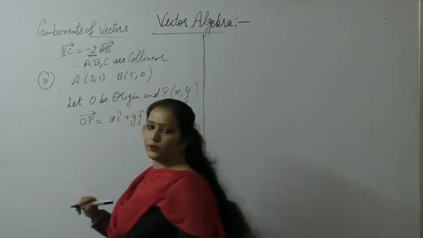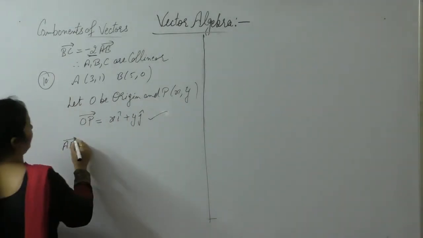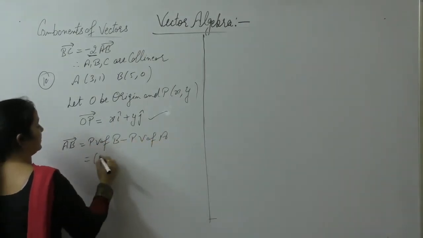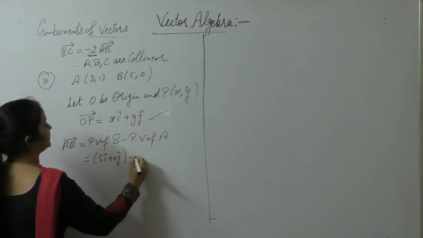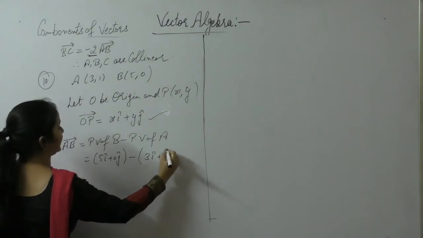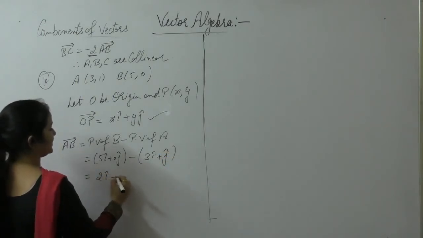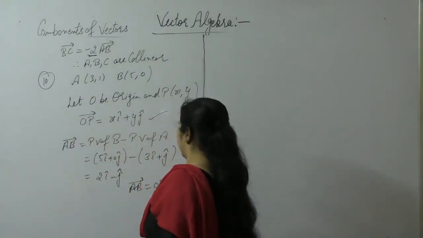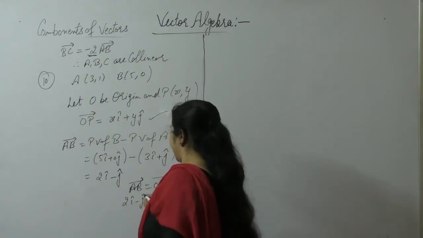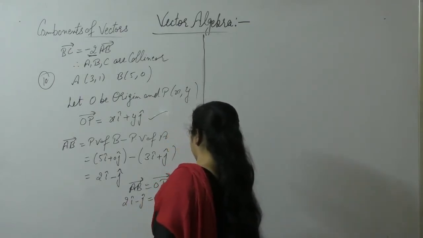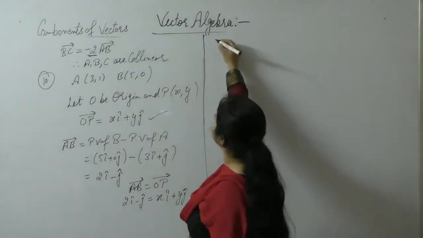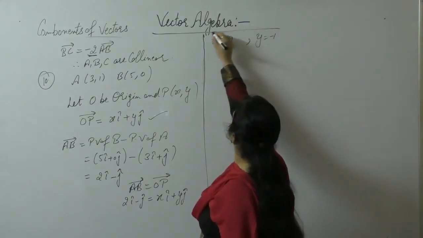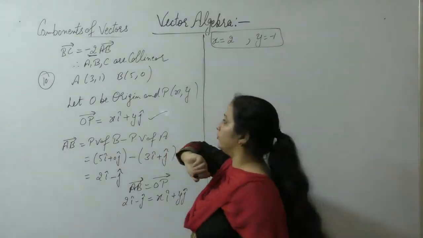This vector is equivalent to vector AB. AB vector is the position vector of B minus the position vector of A. 5i cap plus 0j cap, minus 3i cap plus j cap. 5 minus 3, 2i, 0 minus 1. Now we have been given that these two vectors are equivalent. Therefore 2i minus j cap is equal to xi plus yj cap. Since these vectors are equal, equate the components. X is 2 and y is minus 1, that is the tip of the position vector.